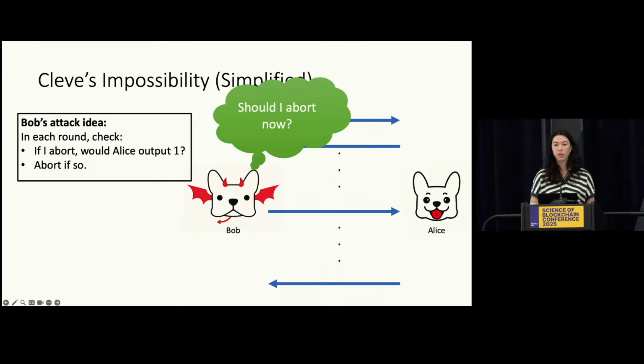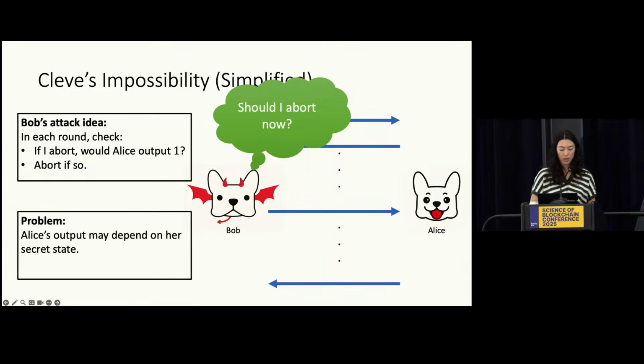So this is very similar to the attack that we saw before. But the problem here is that Bob can't actually perform this check. Alice's output could depend on her secret state, and so Bob actually doesn't know what Alice would output if he aborted.